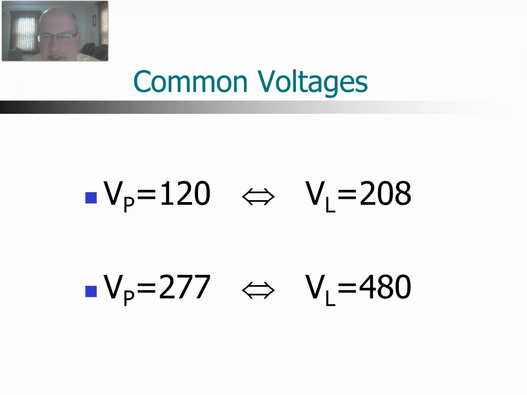Likewise, 480 is very common. It's naturally just 4 times 120. So where does this 277 come from? It comes from that square root of 3 factor. That becomes the phase voltage, 277. So 208, 277 are common voltages, but they seem like oddball. But they come from this idea of that square root of 3 relationship that we just saw.